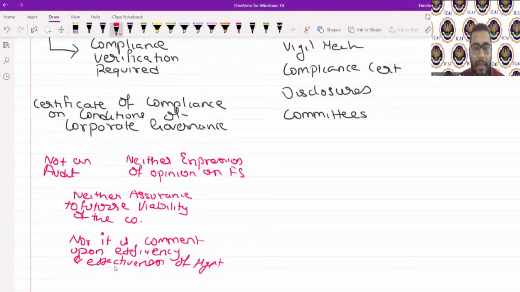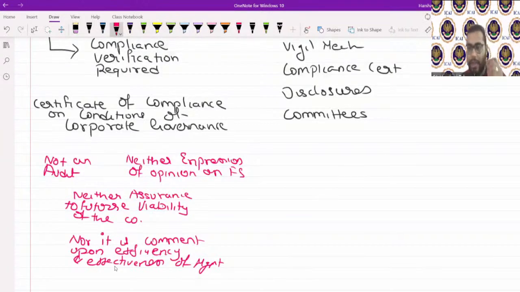Then what is this certificate about? This certificate is about whether the conditions mentioned in LODR with respect to corporate governance have been complied with or not. They have nothing to do with my financial statement, or my audit opinion. They have nothing to do with future viability, nor anything to do with efficiency or effectiveness of management.